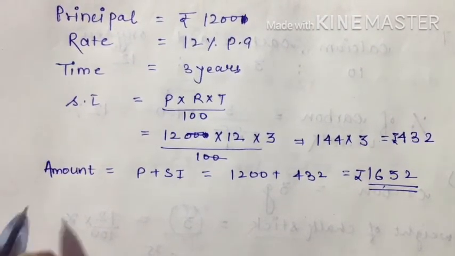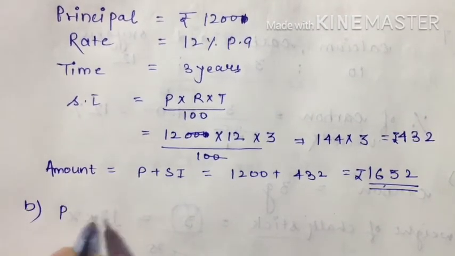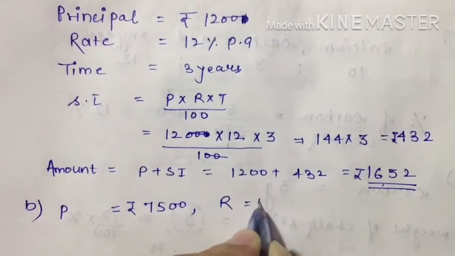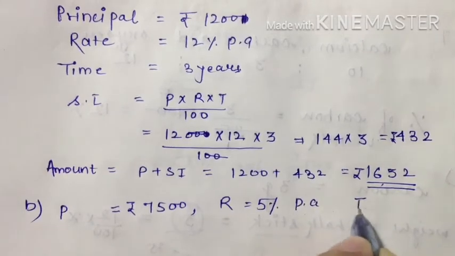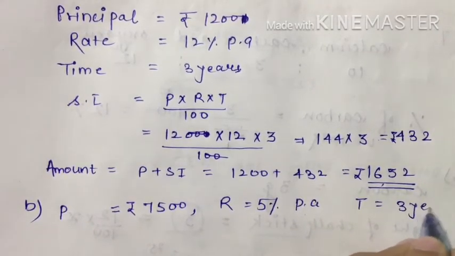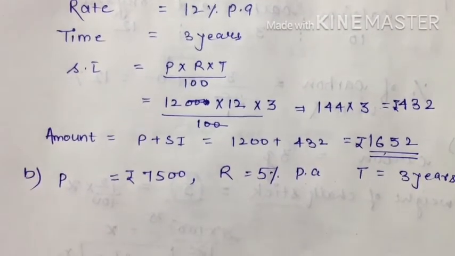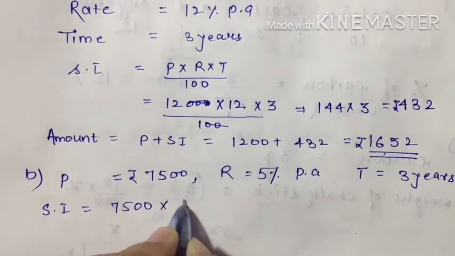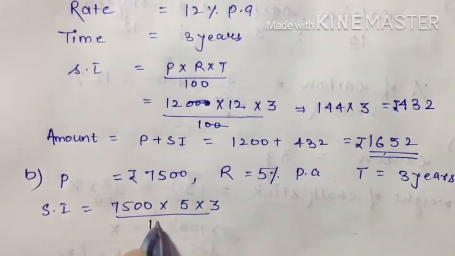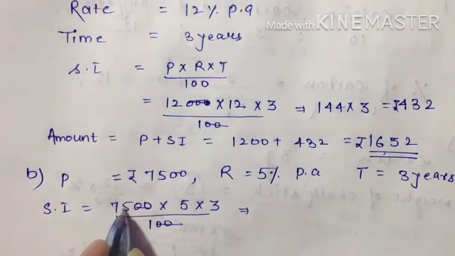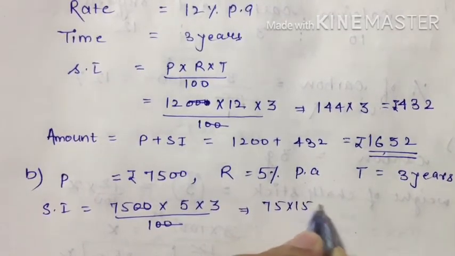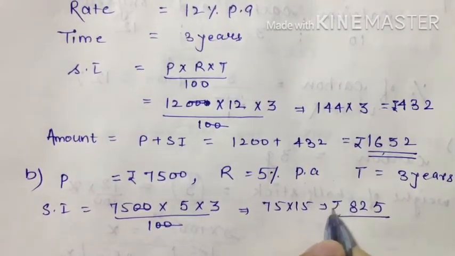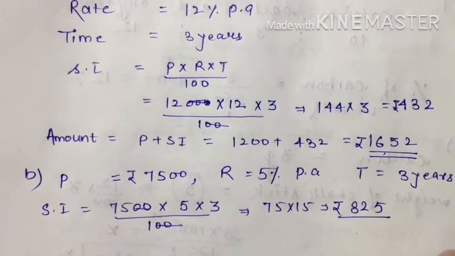Okay, same way we have part B of it. Principal is given, that is rupees 7500. Rate is given, that is 5% per annum, and time is given, that is 3 years. Now same way we have to find out what? First we will find out SI. SI means principal multiplied by rate multiplied by time divided by 100. Cancel. We can multiply 75 multiplied by 15.